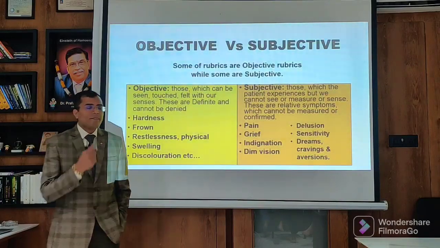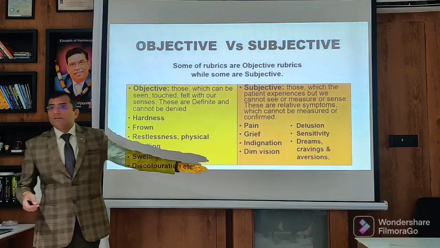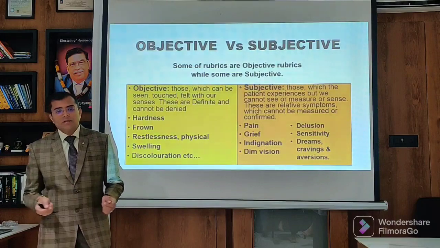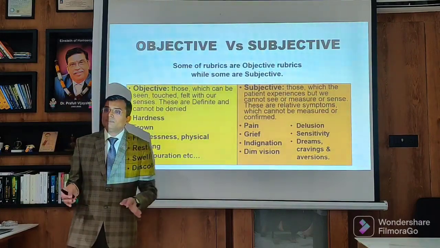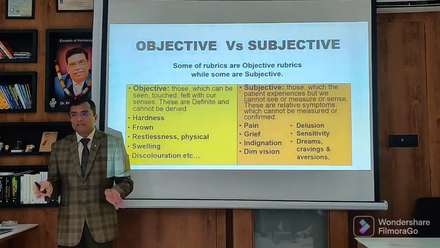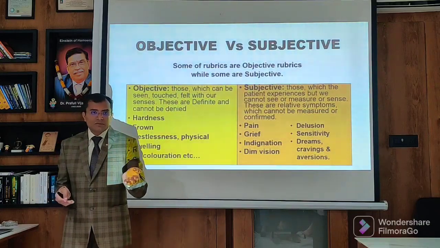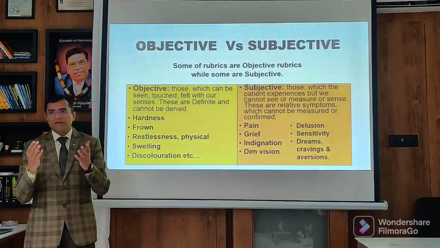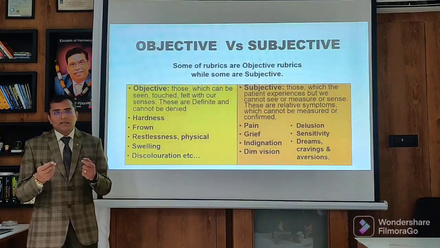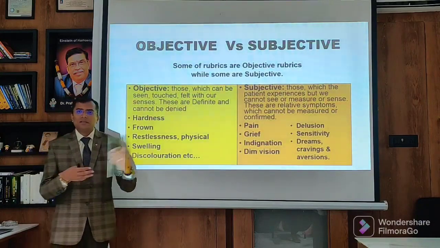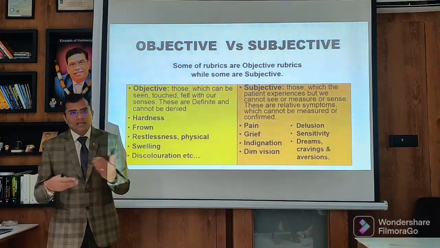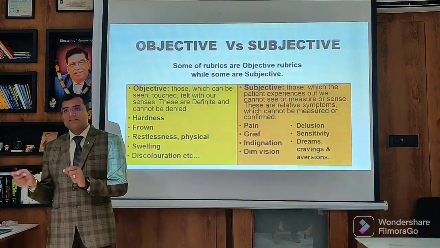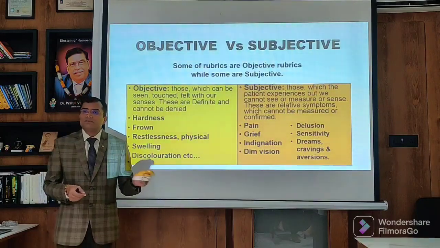So this is subjective. Grief, as a mental state, you cannot measure what kind of grief he has gone through. Indignation means righteous anger. You cannot measure that, but the person's expression tells you. Dim vision: the person says, I don't see properly. I may have spectacles, and it may be increasing myopia or astigmatism or any refractive error in the eyes. So this dim vision you cannot measure. You can measure it by an eye checkup, but these are the subjective symptoms.